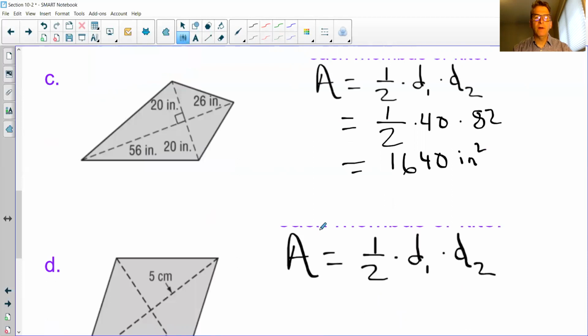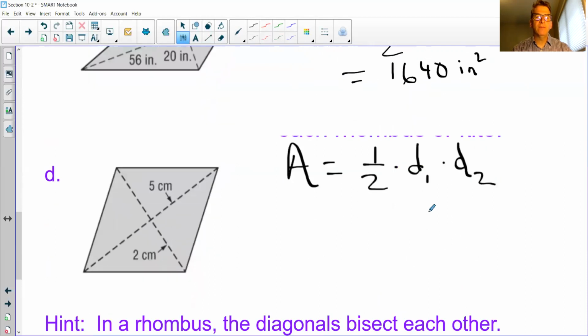And letter D, 1/2 times D1 times D2. So we have ourselves here, again, this has got to be equal here and here, 2. So this is 2 and 2. This is 5 and 5, and 5 is 10. So 2 plus 2 is 4, and 10, and 1/2. 20 square centimeters.